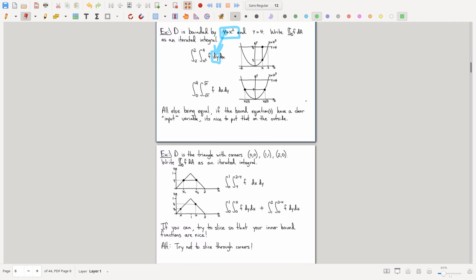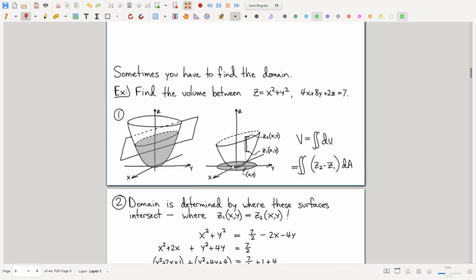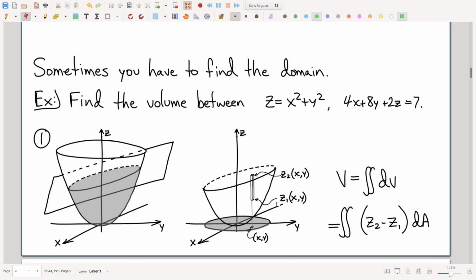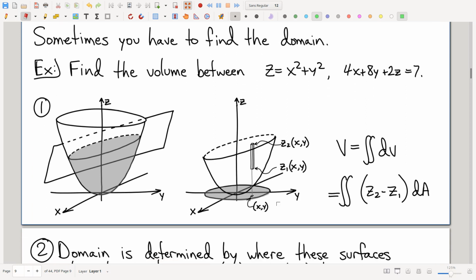Okay. One more example before we finish this section. Let's see how we're doing on time. Okay, this will be all right.